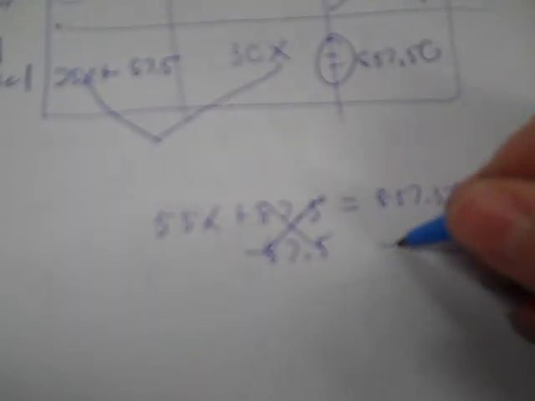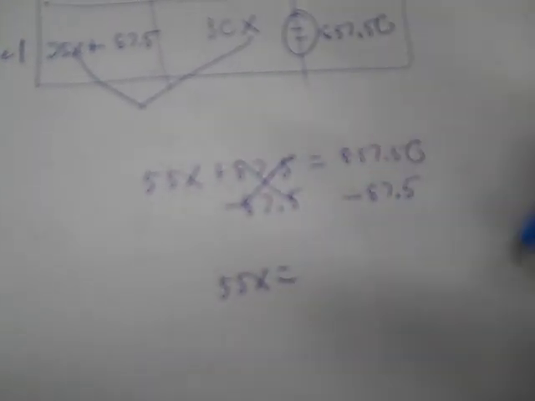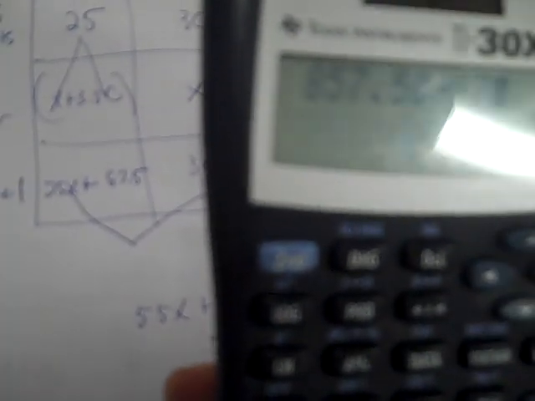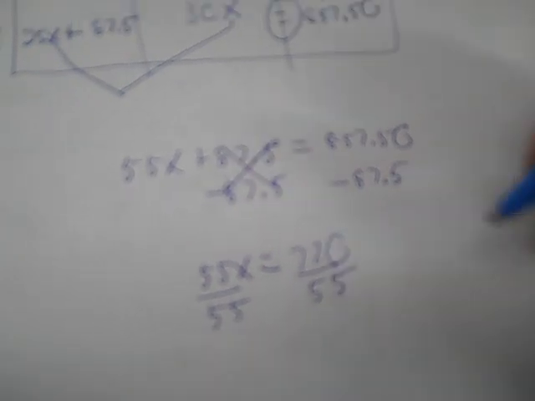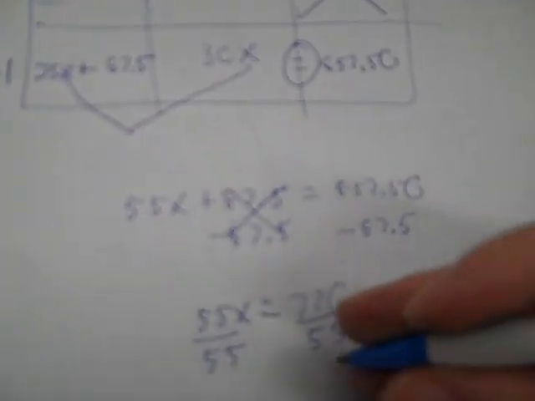Now I can solve. So 55x, 857.50 minus 87.5, $770, and then I will be dividing by 55. Okay, so the X is 14, so 14 at Fairway, and then Walmart I add on 3.50, that's 17.50.